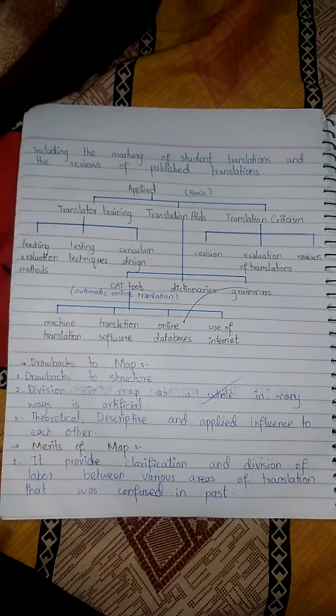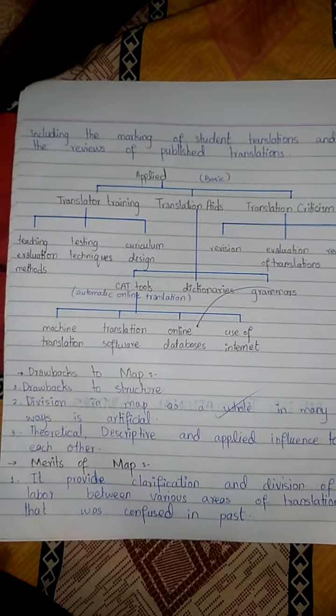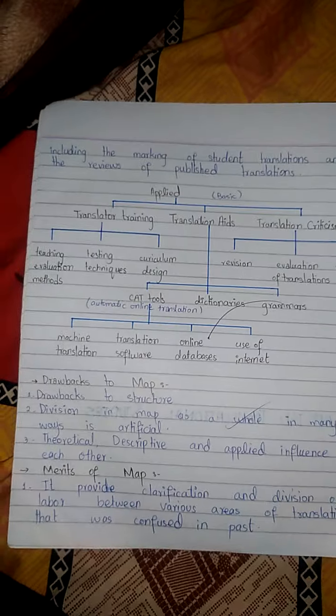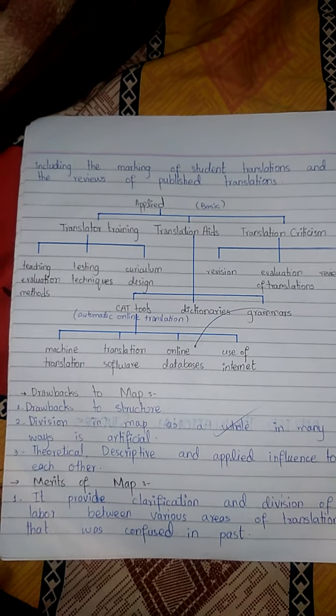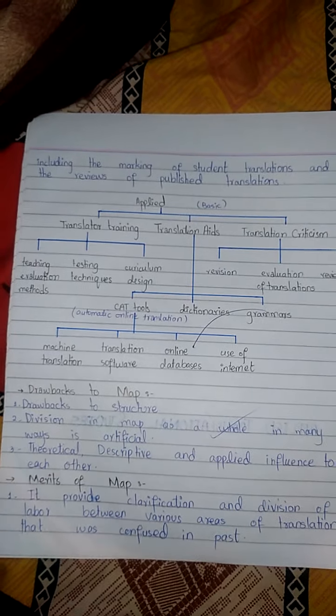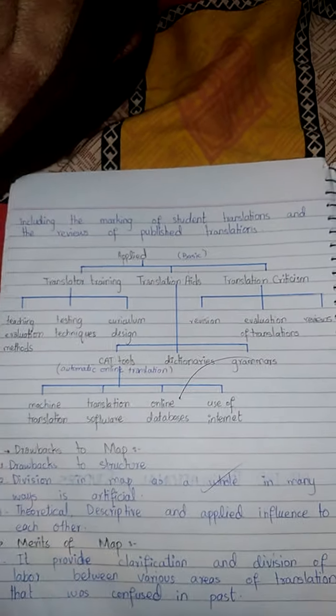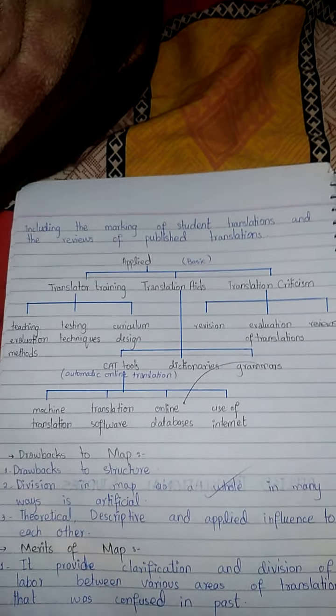Here's a map of applied translation study. You can also take a screenshot of it. So here are certain drawbacks and certain merits. First, drawbacks of this map. The first is a drawback to its structure, because the structure is very complex. The division in the map, as well as the whole, is in many ways artificial. Theoretical, descriptive, and applied influence each other.